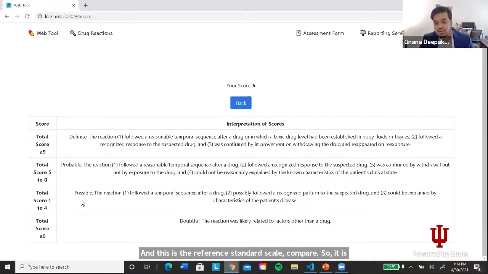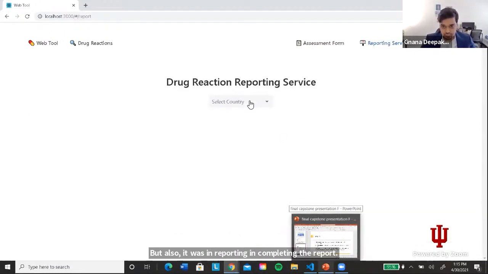There is a lower possibility of association between the adverse drug and the reaction. If the score falls between something like 5 and 8, there is a relationship between the reaction and the drug. So this not only gives confidence to consumers by screening the actual adverse drug reaction, but it also boosts the confidence in completing the report procedure. This is the reporting service.